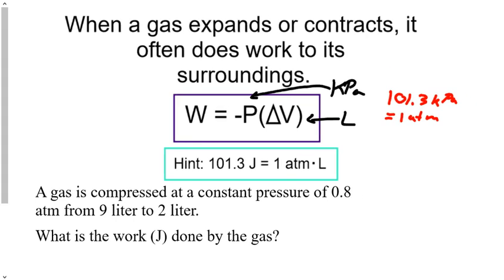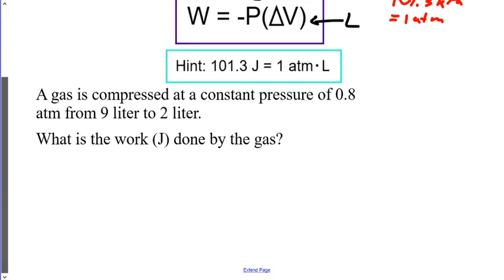As I change my screen here. A gas is compressed at a constant pressure of 0.8 atmospheres. You notice that it is a constant pressure and is changing from 9 liters to 2 liters. We are compressing this gas, which means we are doing work onto the system instead of the system doing work to its surroundings. So this should be a negative work value. I'm sorry, this should be a positive work value. We are performing it on the system, not the system performing it outwards.